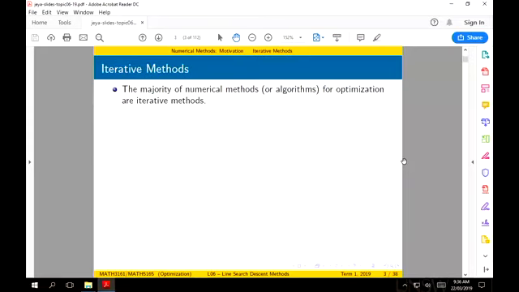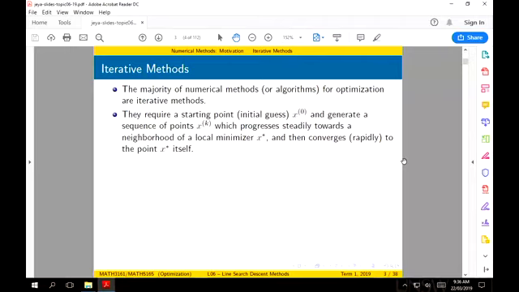The majority of the numerical methods or algorithms in optimization are iterative methods. That means you start from an initial point, then you improve that point, x_1 to x_2 and x_3 and so on. As k gets larger and larger, you get closer to the solution. So this requires a starting point, an initial guess, x_0, and generates a sequence of points x_k, which progress steadily towards a neighborhood of a local minimizer, then hopefully converges rapidly to the point x star. So that's how the scheme works.